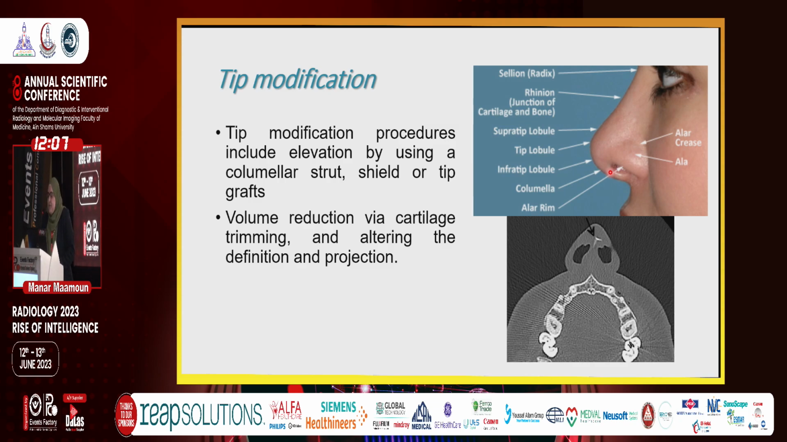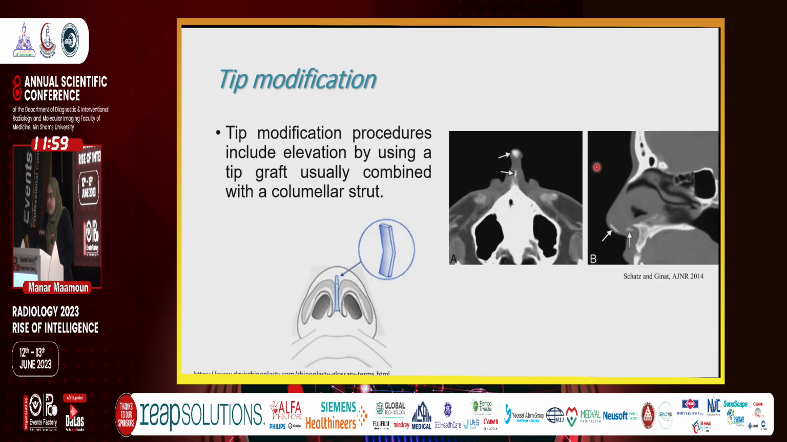The nasal tip is also called the lobule, subdivided into tip lobule, supratip, and infratip. Tip modification procedures include augmentation, either using graft or implants, usually done in association with nasal-based surgery that includes modification of the columella and ala. Here you can notice two implants, one at the nasal tip and one at the columella.